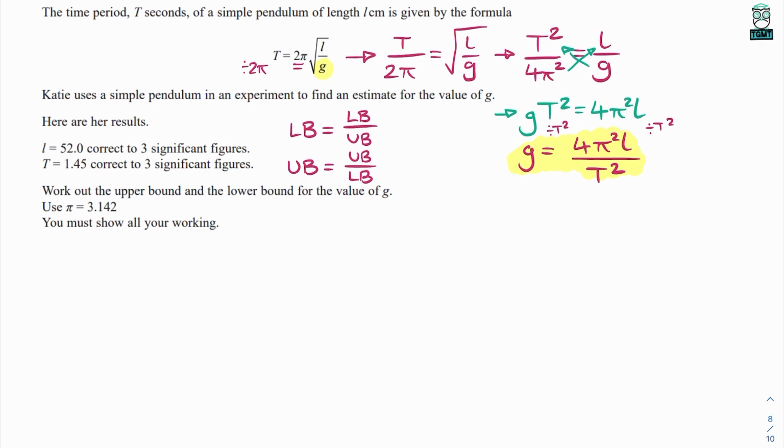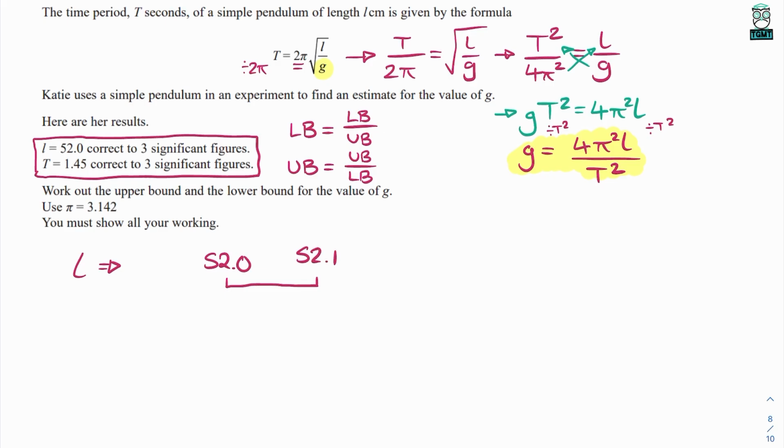Now we need to find the error intervals for these two numbers. And that first one I've just spotted is actually quite a nasty one. So for the error intervals, 52.0 correct to 3 significant figures isn't particularly nice at all. Because if we think about that, L, 52.0 to 3 significant figures is actually in the middle of 52.1 and 51.9. Yeah, 51.9. And we want to find the bounds. So what's in the middle of those?